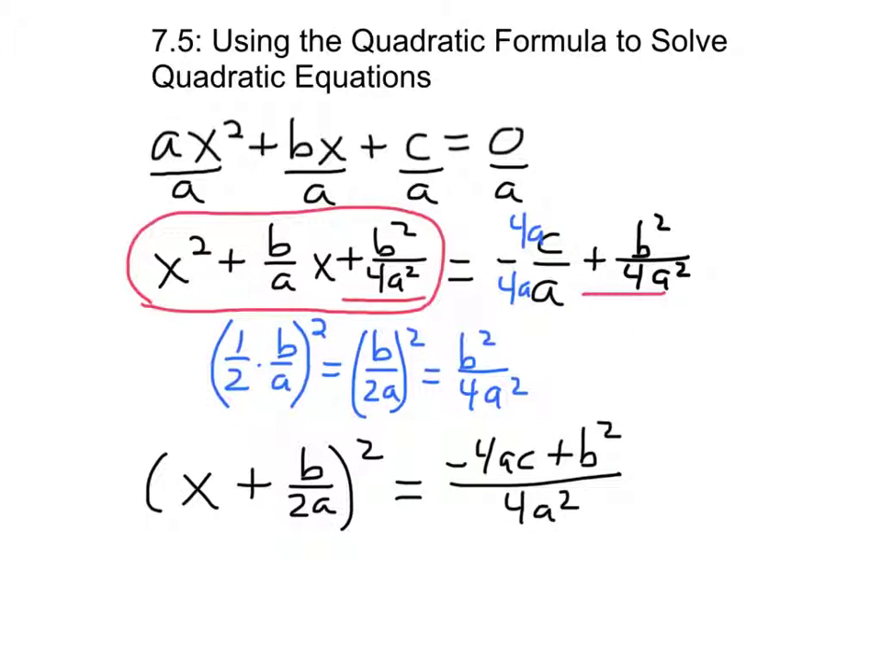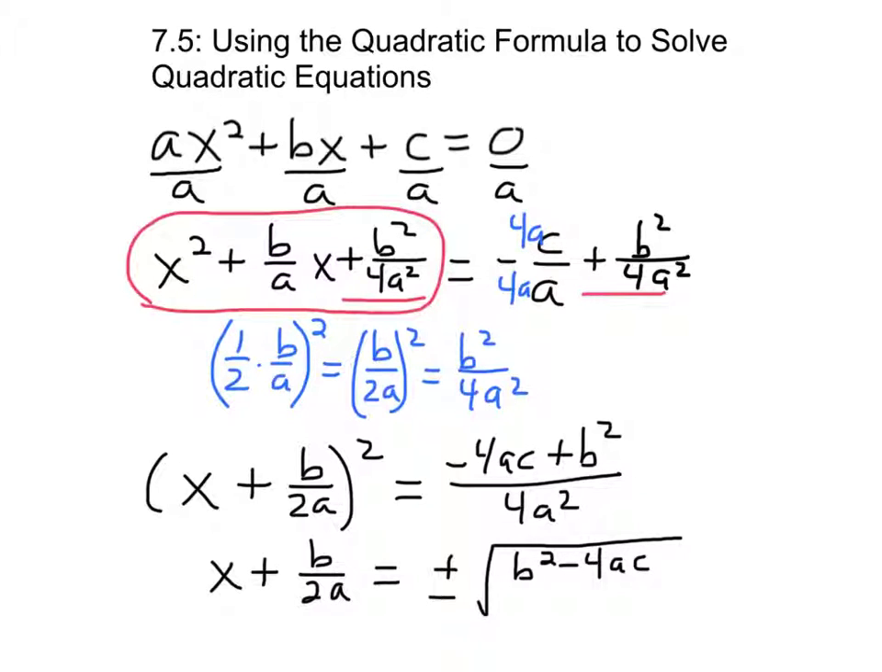Now we're ready to take the square root on both sides. So when we take the square root of the left side, we just get x plus b over 2a. And then on the right side, we get plus or minus the square root of that whole fraction. Now I'm going to rewrite negative 4ac plus b squared by putting the positive thing first, b squared, and then minus 4ac. And then that's still over 4a squared.